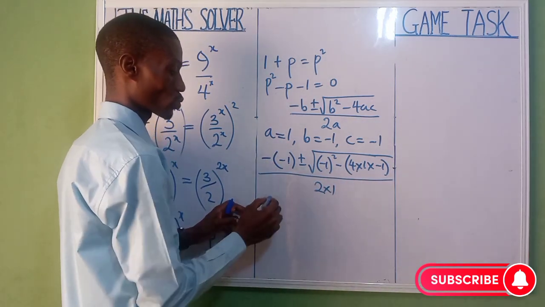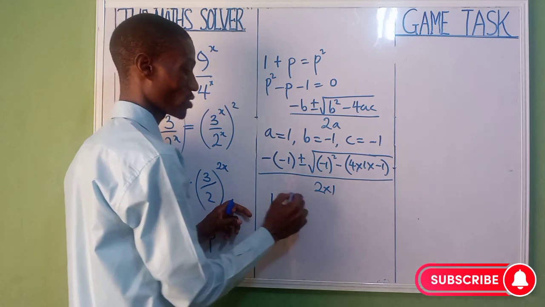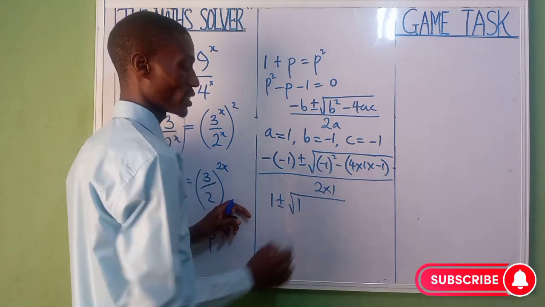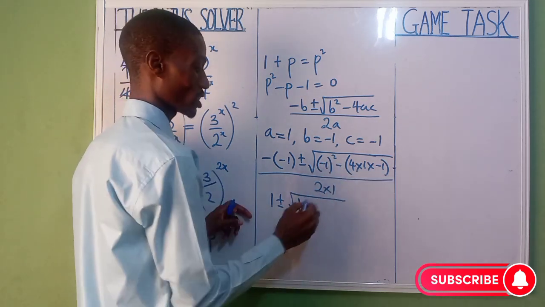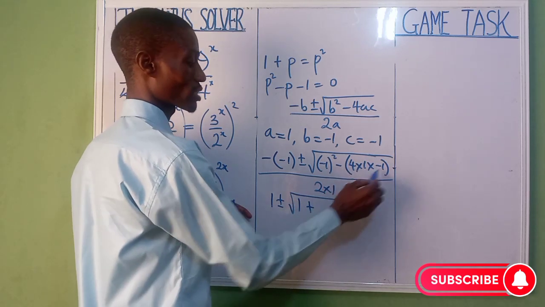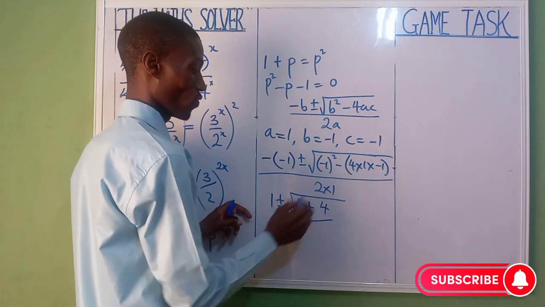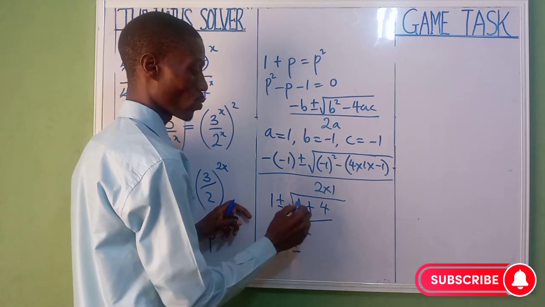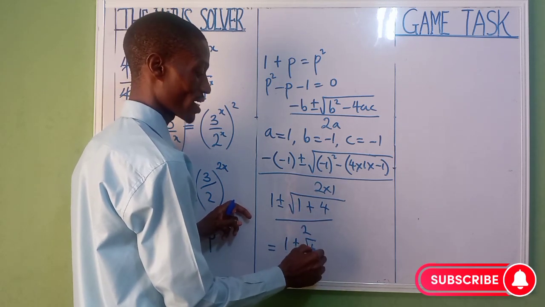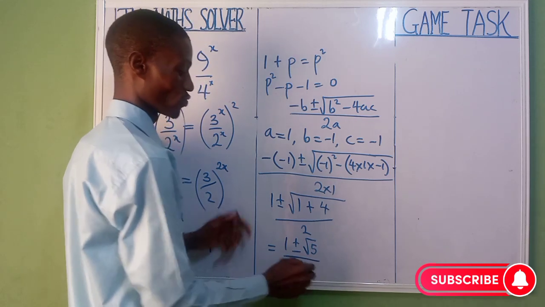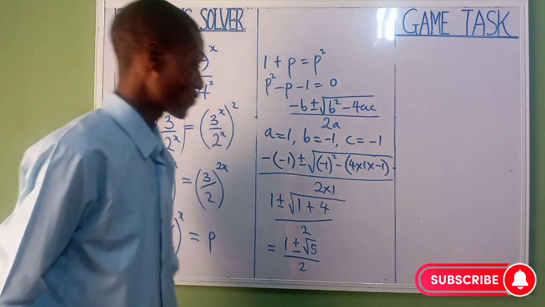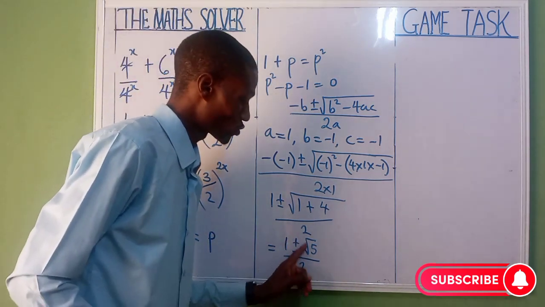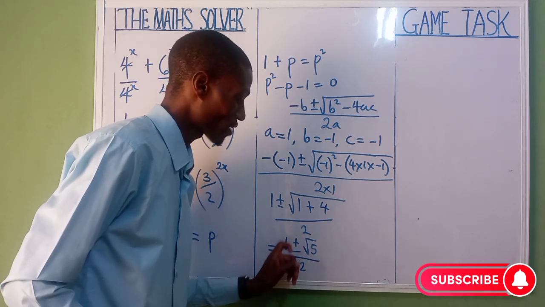So minus minus is 1, plus or minus square root of minus 1 squared, which is 1. This minus times minus, that's plus. 4 times 1 times 1 is 4, over 2 times 1, which is 2. So now it's going to be 1 plus or minus square root of 1 plus 4, which is root 5, over 2. Very good. We have gotten p equals 1 plus or minus root 5 over 2.